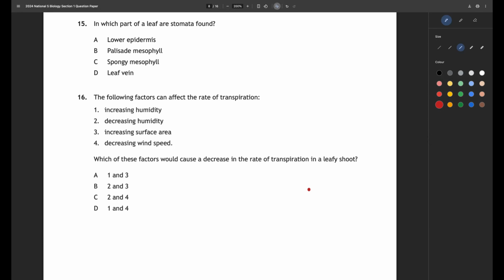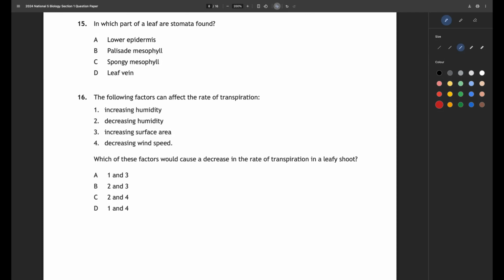In which part of a leaf are stomata found? Okay, so this goes to topic 2.5, that's transporting plants, and the leaf structure section of that. So which part of the leaf are stomata found? The stomata are found at the very bottom of the leaf, which probably gives you a bit of a hint here as to what the answer is going to be, which means it's going to be the lower epidermis, okay? Stomata are right on the underside, so it'll be the lower epidermis, so 15 is going to be A.